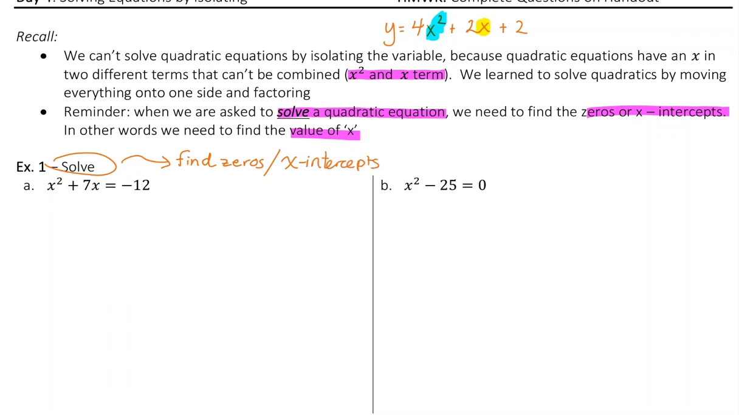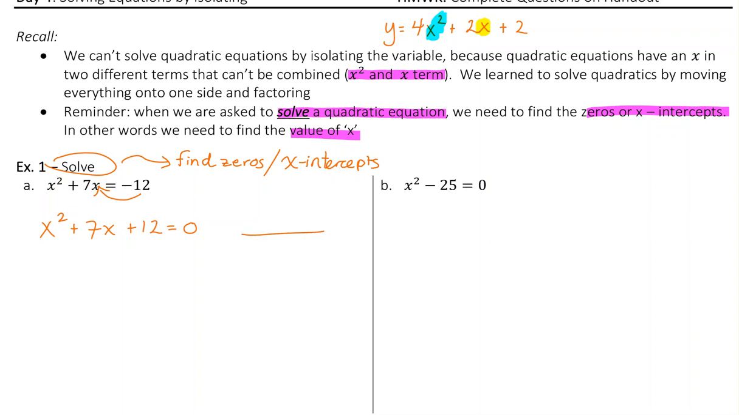Okay. Well, here we notice that we have three different terms: x squared, 7x, and negative 12. However, that negative 12 is on the right side of our equal sign. In order to factor or solve this, we need to make sure that everything is on one side of the equal sign. So we're going to have to bring that negative 12 over to the left side. That means when we bring something across an equal sign, the opposite operation tells us that it now becomes addition, and this side is equal to 0. We can go ahead and factor that now.